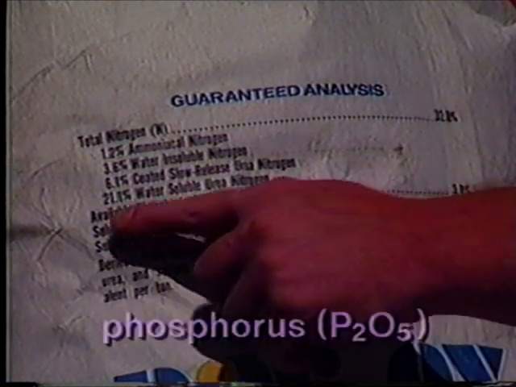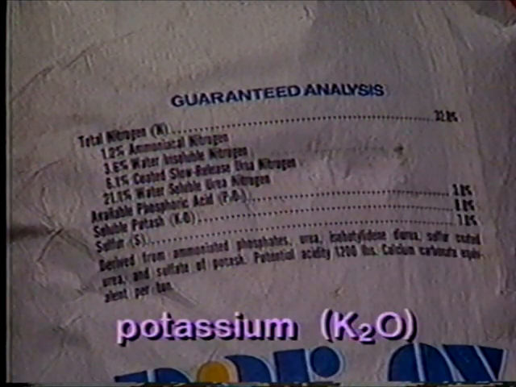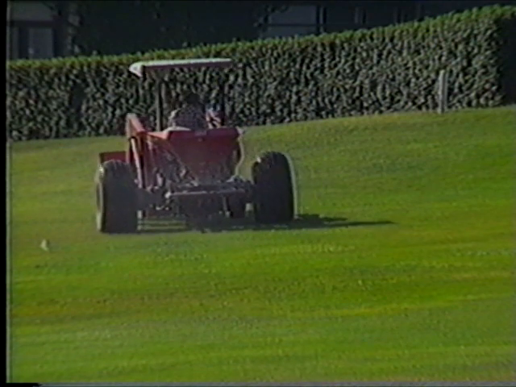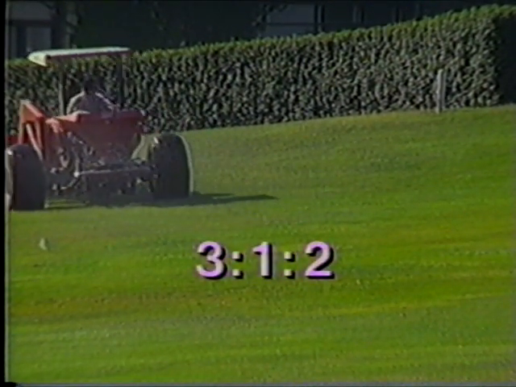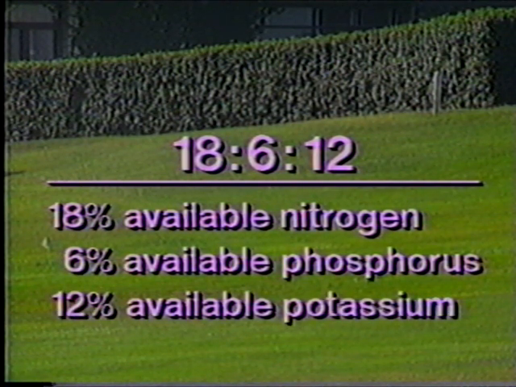The two other macronutrients which are usually part of a fertilization program are phosphorus and potassium. Phosphorus, in the form of P2O5, promotes strong root growth. It is stable in the soil and needed in smaller amounts. Potassium, in the form of K2O, promotes hardiness and disease resistance. A common recommendation for the ratio of these three nutrients on established turf is a 3 to 1 to 2 combination. One example of a fertilizer with this ratio is one with a formulation of 18-6-12. This means that there is 18% available nitrogen, 6% available phosphorus, and 12% available potassium.